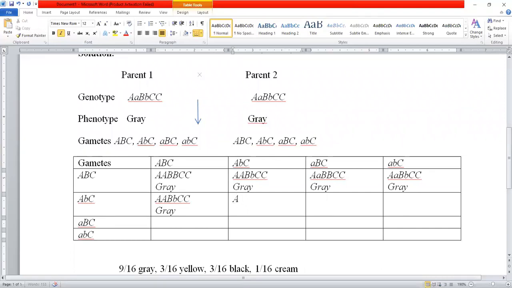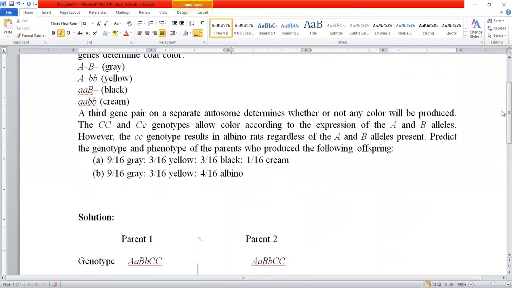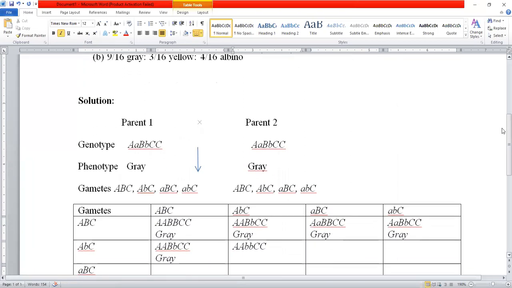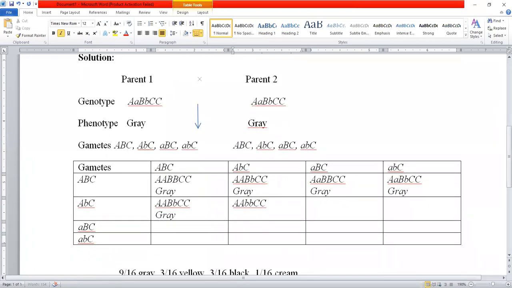This would be capital A, small b, capital C, capital C. Here this is a small b, but the capital C allele is present. So according to the given genotype and phenotype, here it would be yellow because of the small b. So this is yellow.